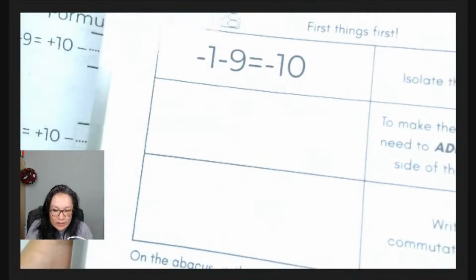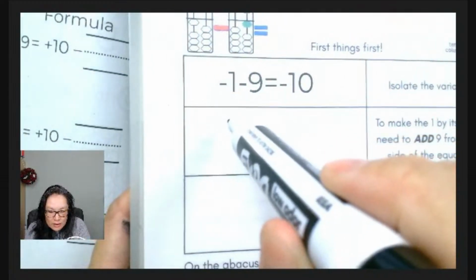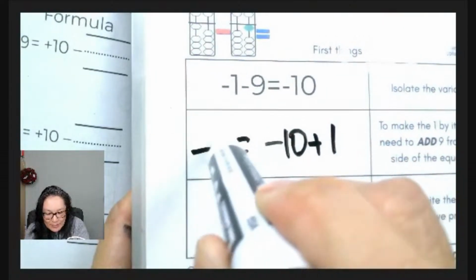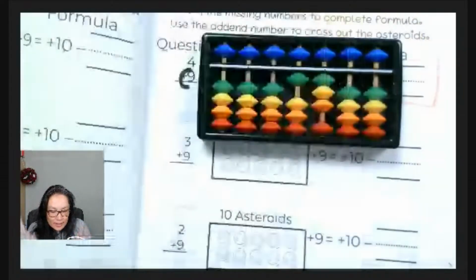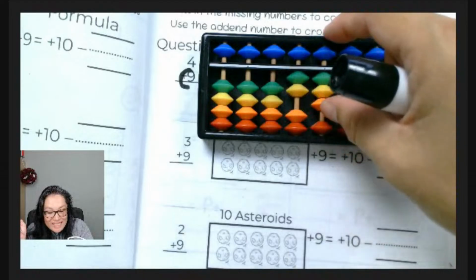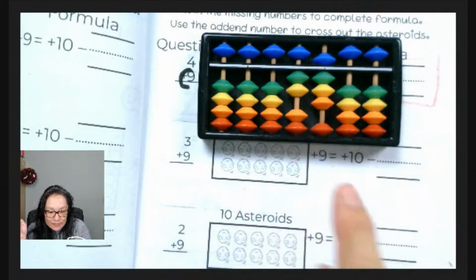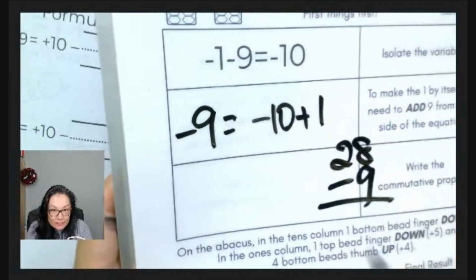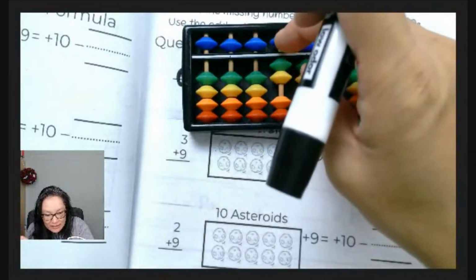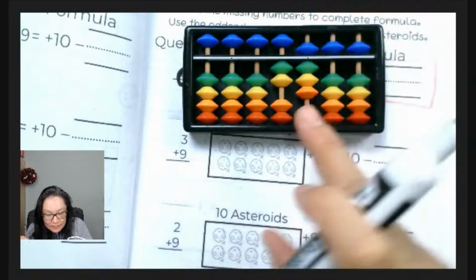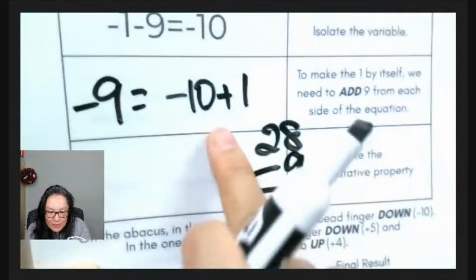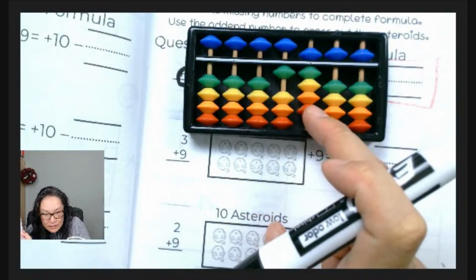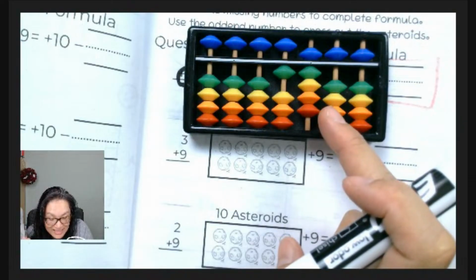Oh, so the other one, right? Neon said minus the 10 plus the 1. Why are we doing this? Because it would be a minus the 9. So if it's minus the 9, let's do 28. 28 minus 9. We have 20, we have 8. Minus the 9 is minus the 10 plus the 1. My answer is 19.